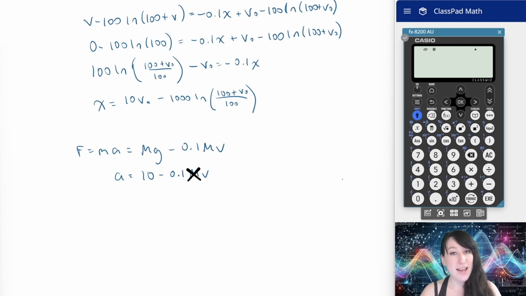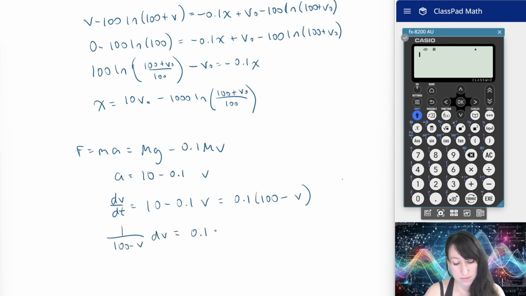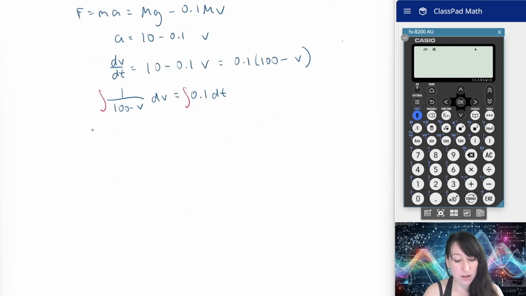So if we want x and t, we'll just use the regular dv dt for acceleration. We don't have the v dv dx anymore here. Now, this still involves v. We'll still have to do a separation of variables. Let's factorize out 0.1 first. And then we'll divide that to the other side. And integrate both sides. So this is going to be a minus ln 100 minus v. And this is going to be 0.1t plus a constant.